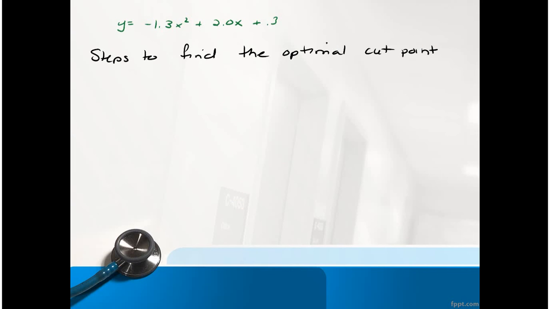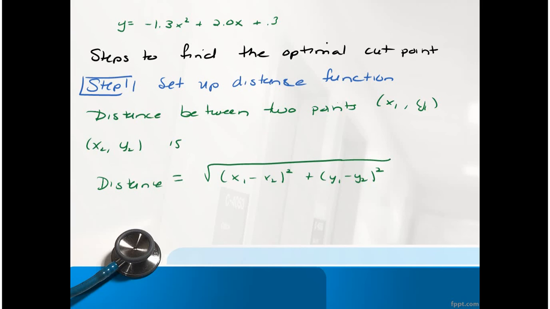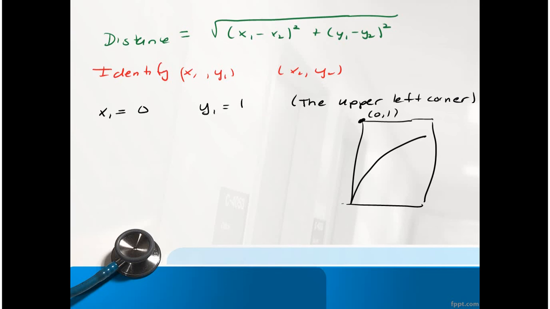So here are the steps to find the optimal cut point. Here's my curve. The first step is to set up the distance function. Remember that from Math 100 and pre-calc? And you thought it would never show up again, especially in medicine? Here it is. I want the distance from the point 0, 1 to the curve. So my x1, y1, what's it going to be? 0, 1. x1 is 0, y1 is 1.